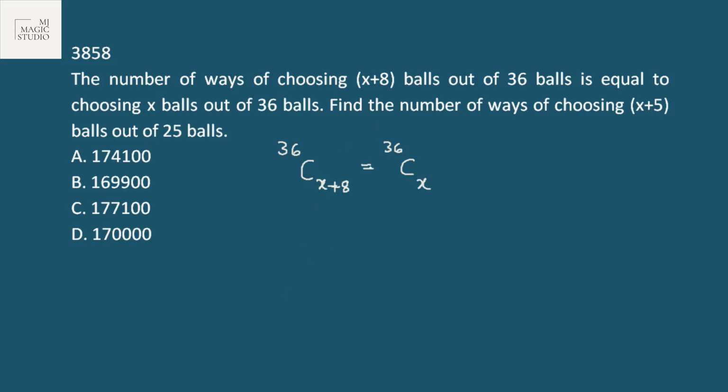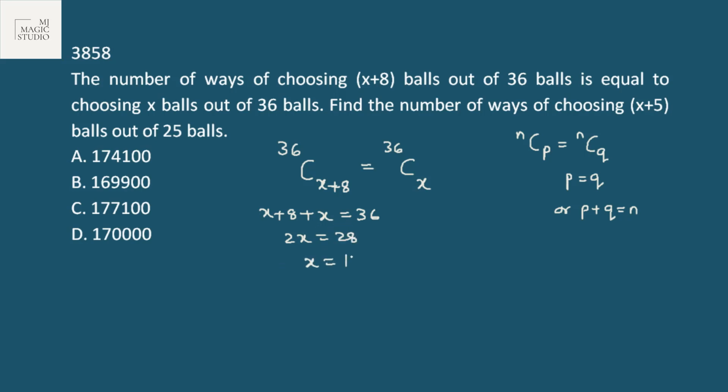Now, we know that when nCp is equal to nCq, then either p equals q or p plus q equals n. Here we can see that p is not equal to q. That means p, that is x plus 8, plus x should be equal to 36. So 2x is 36 minus 8, that is 28. Value of x is 28 by 2, that is 14.